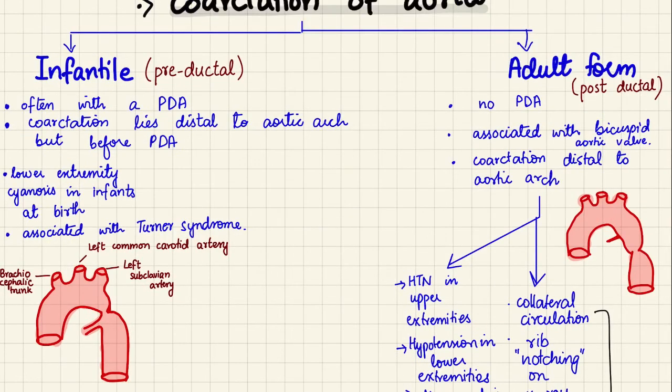Okay. The second form is the adult form of the coarctation of aorta. It is also known as postductal, although it is not associated with a PDA. This is just to show a difference between the infantile and the adult form. This is the ligamentum arteriosum, okay? This is not the ductus arteriosus. This is usually associated with the bicuspid aortic valve. This is also a genetic abnormality.